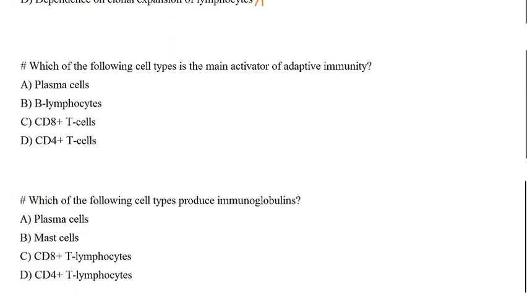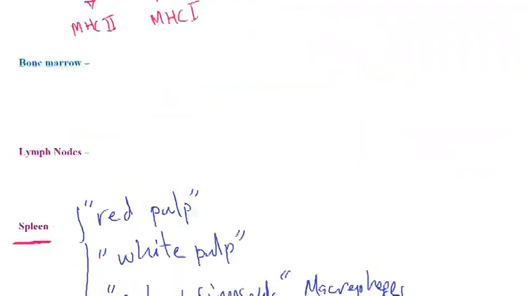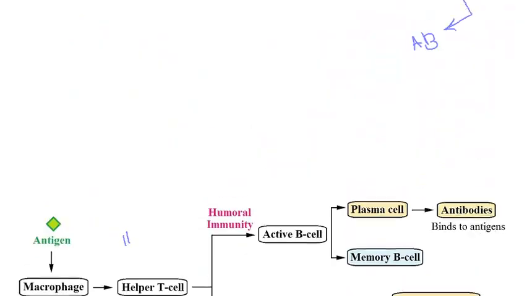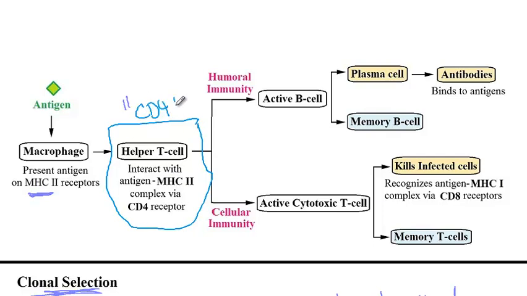And then the next question should be very easy. Which of the following cell types is a main activator of adaptive immunity? CD4 positive T cells. We just discussed how after antigen is being picked up, they're being presented to CD4 positive T cells, and now these cells can activate either B lymphocytes or CD8 positive T lymphocytes. And here is the table that shows how adaptive immunity is being activated by the helper T cells. CD4 positive is being the main activator.